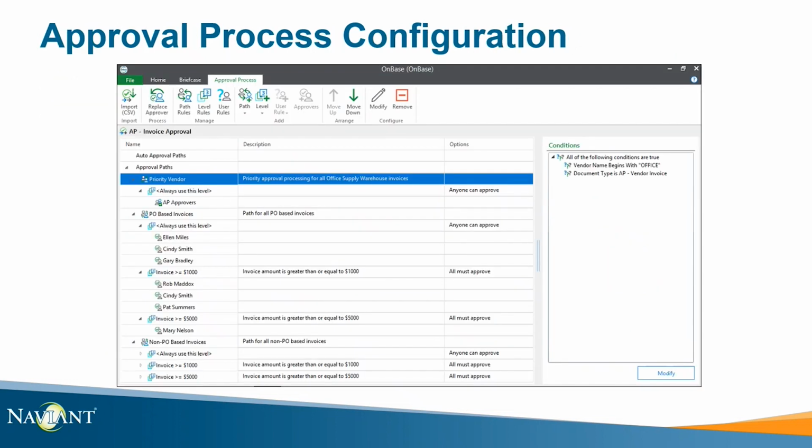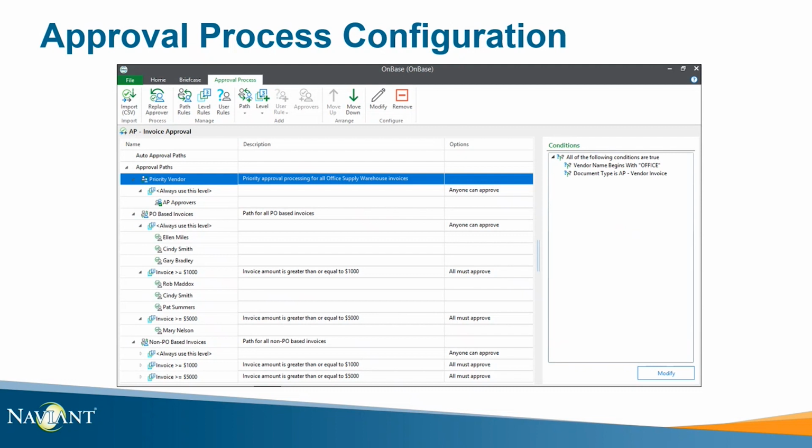So we're going to take a look at what that looks like in the Unity client. Again, we're playing the part of a business expert here, and one of the approval paths that they have configured is for a priority vendor. We've created conditions here on the right that we want to be true. So for any invoices that we received, AP vendor invoice document type, any of them that starts with vendor name office, we want them to go through this approval path. Again, the description here: priority approval processing for all office supply warehouse invoices are going through this approval path.